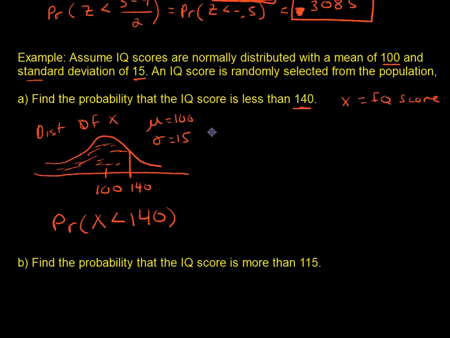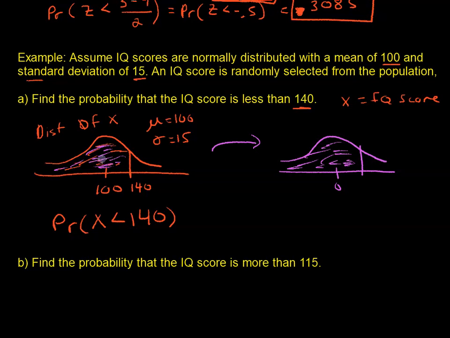All right, so to figure that out, I'm going to have to do the transformation to the distribution of z. So here's 0. Here's some unknown z value. I'm going to have to figure out what that is. But these two areas, this area I'm marking here in purple and this area over here, should be the same, right, if I do that transformation correctly.